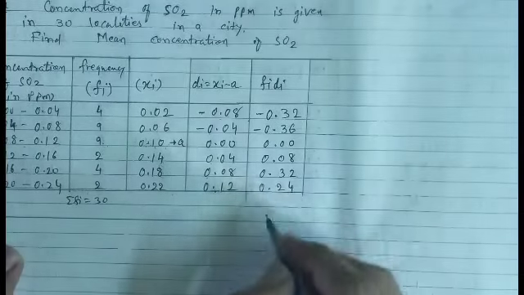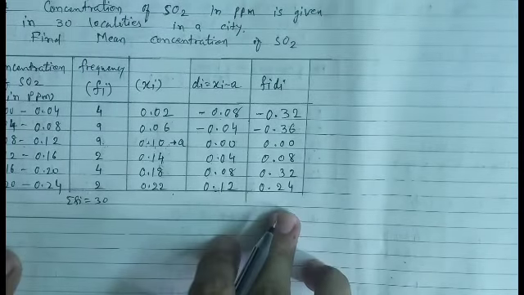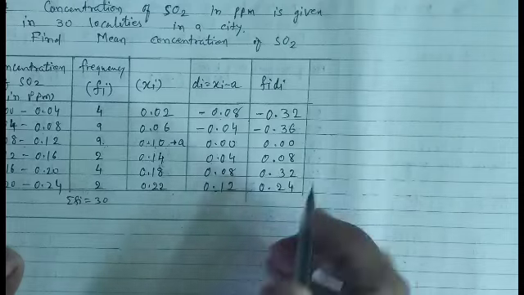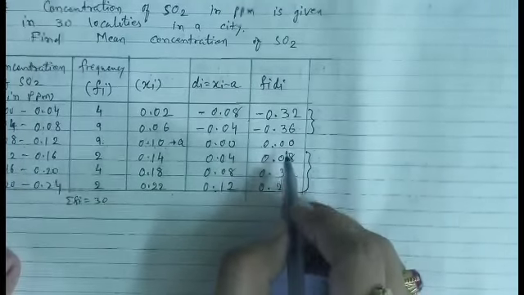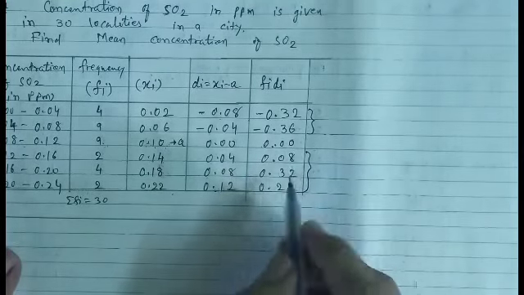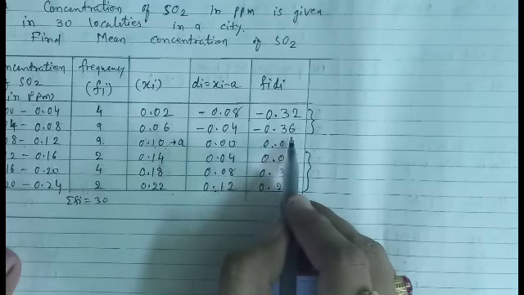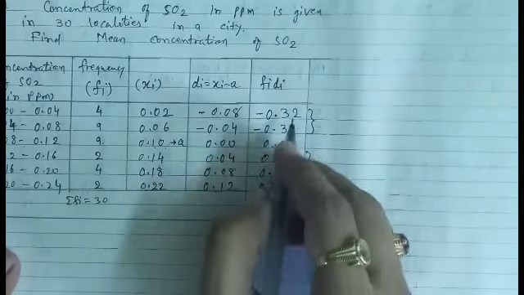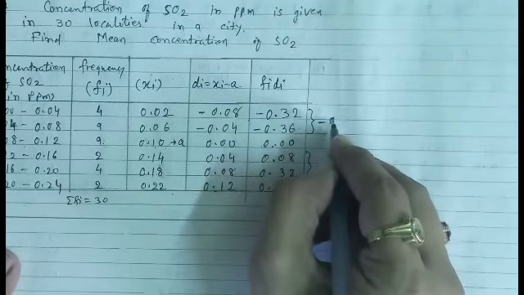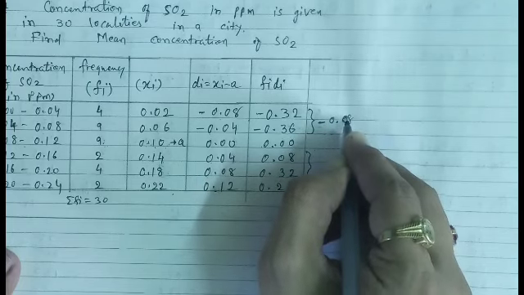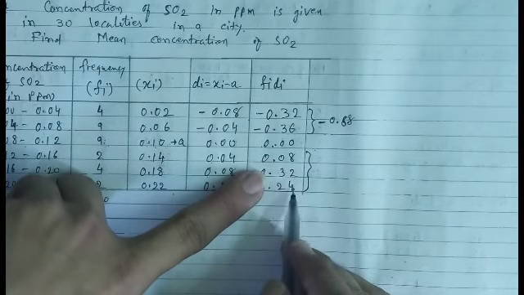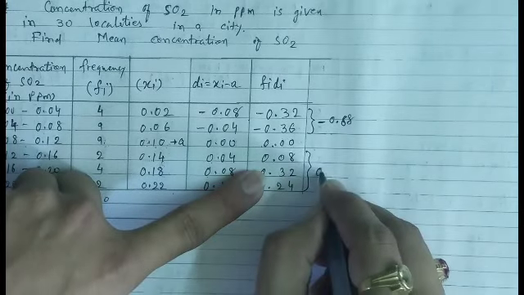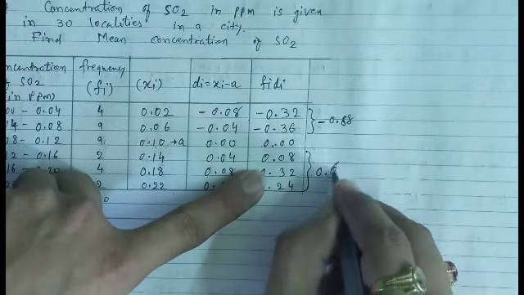Now after getting individual Fi Di, we want to find sigma Fi Di. So as you know, first of all, we will get the addition of negative terms and the addition of positive terms. Let us see. The sum of negative terms is 0.32 plus 0.36. You add it, you will get minus 0.68. And the positive terms, all these terms, you have to add them. If you add them, you will get 0.64.